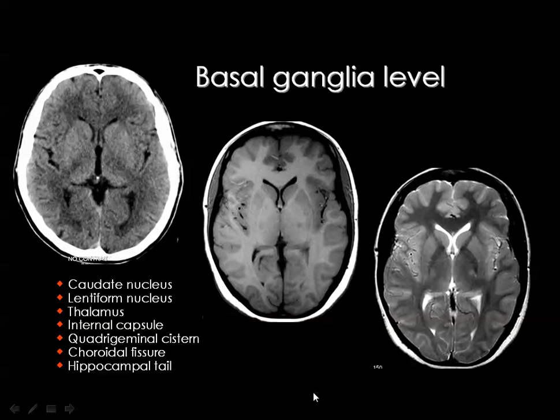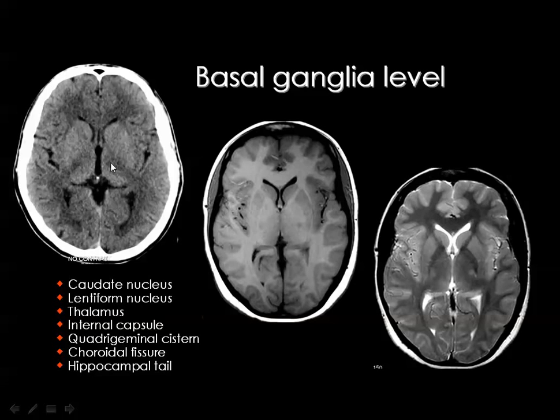Then we came to the level above the tentorium, which is known as the basal ganglia level. In this basal ganglia level, we identify the frontal horn of the lateral ventricle and the occipital horn of the lateral ventricle, and also you can see the third ventricle in the midline.